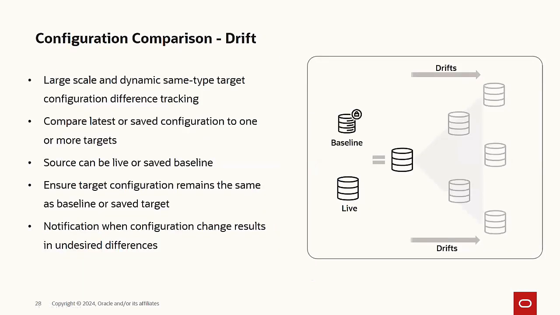Configuration comparison drift. You can have large-scale configuration comparison of your similar target types to ensure configuration is the same as the reference. Configuration could be database installation parameters, host configurations, RAC databases, engineered system consistency checks. Once you define the comparison, any changes in this configuration automatically start a recomparison. And the setup will send notification for any changes in these configurations.